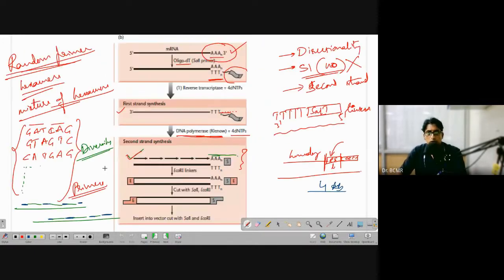I hope you understood how random primers can be used. And once we have synthesized, we will get SalI here. And later we will use EcoRI linkers. So we'll have EcoRI linkers added on both sides. But SalI would have cut here and EcoRI here. So we'll get a double-stranded cDNA with EcoRI and SalI, like that.